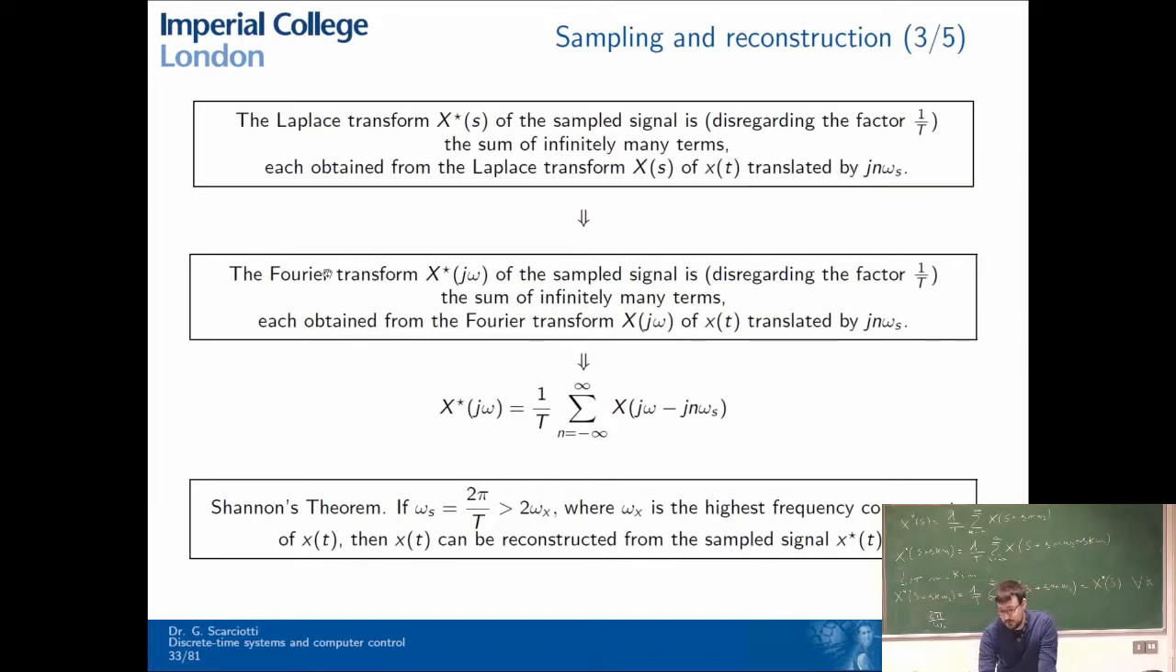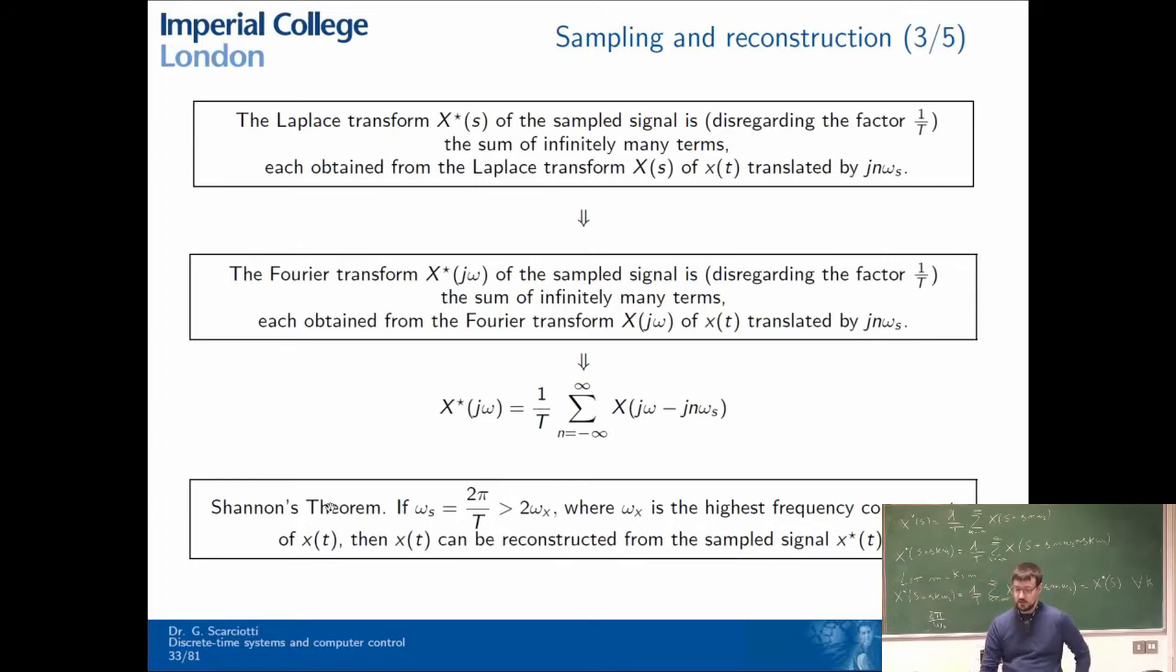And the same is true for the Fourier transform X star of j omega, that is the sum of infinitely many terms in which each term is the Fourier transform X of j omega of x of t translated by j n omega s. So we can write the Fourier transform in this way. These help us to prove the next theorem, that is the Shannon theorem.